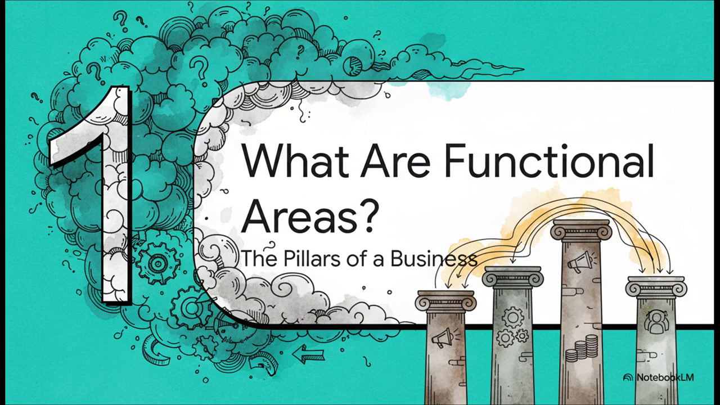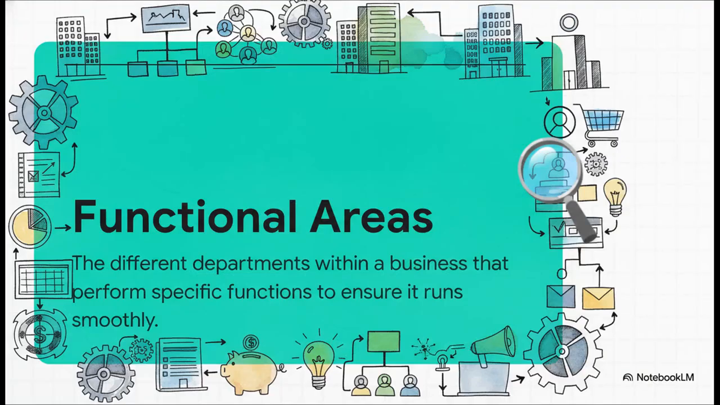All right, Section 1, what are functional areas? These are basically the pillars of a business. So we just talked about all that chaos, right? Well, the solution to that chaos lies in setting up these pillars. We call them functional areas. So what exactly are these functional areas of management? Well, basically, they're the different departments in a business that perform specific functions.